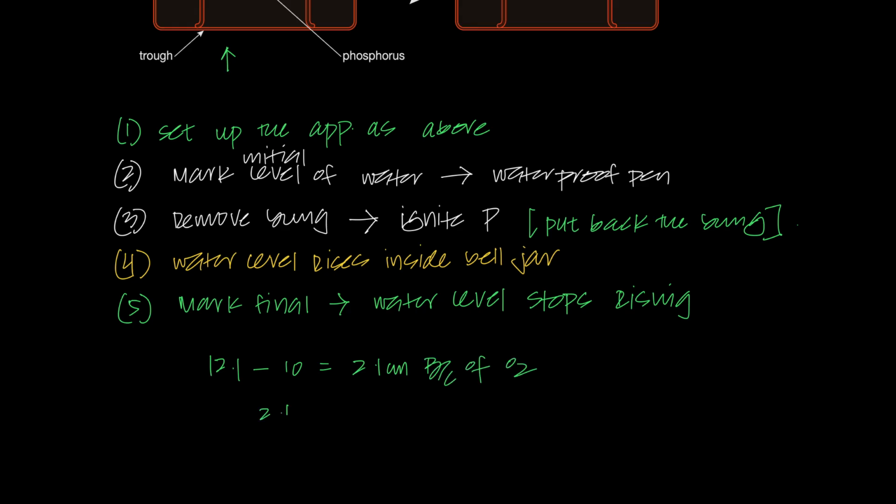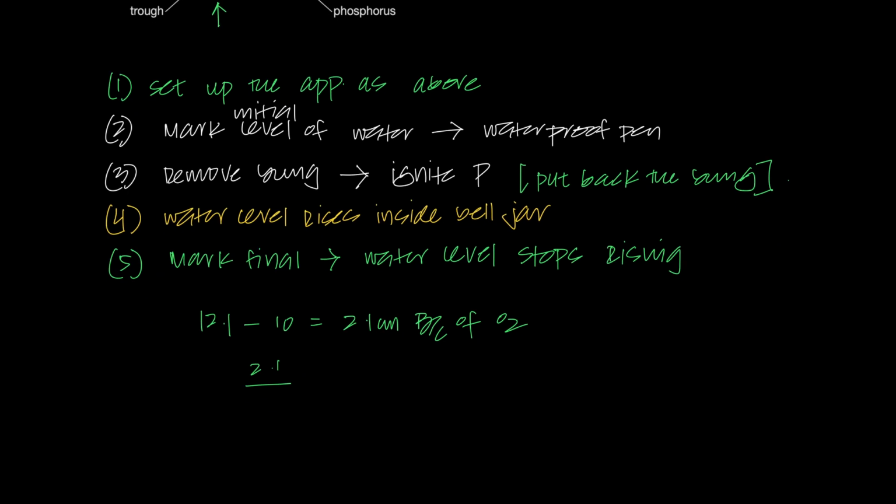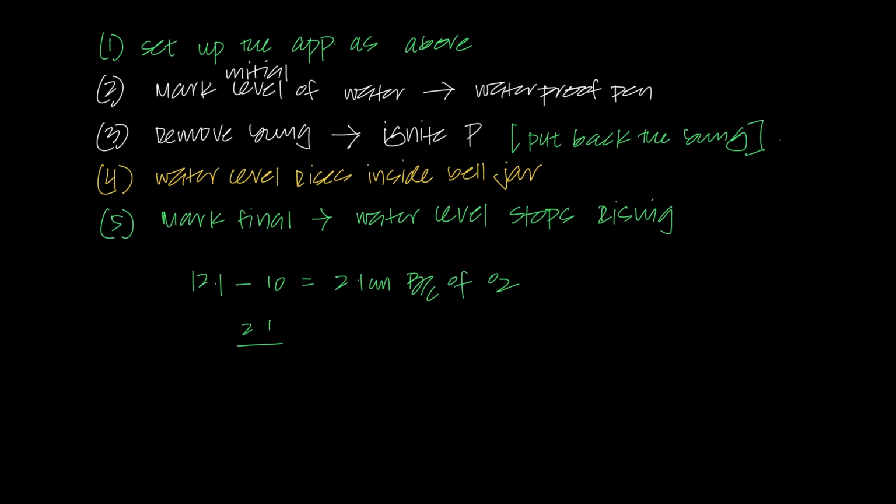And now it's just a simple calculation. So 2.1 cm divided by the initial reading, which is 10 cm obviously, multiplied by 100%. The cm cancels out with cm. 2.1 divided by 10 multiplied by 100%, that's 21% of O2. So that was the last way of calculating the percentage of oxygen in the air.